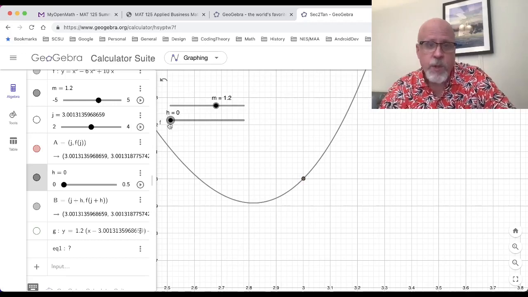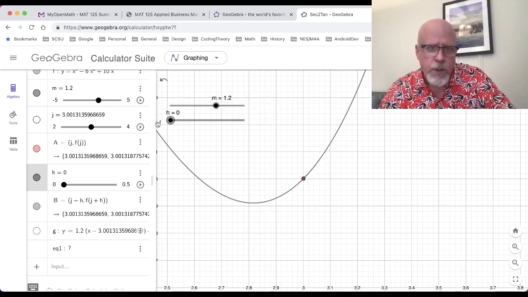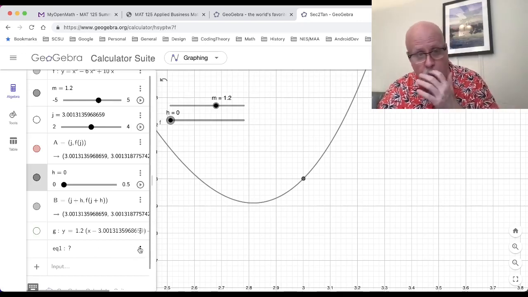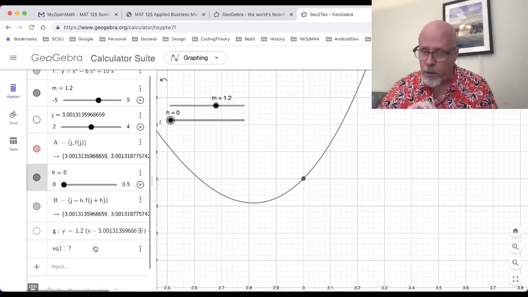And what happened just now? I made h actually go to 0, and everything disappeared. Right? When h was slightly different from 0, 0.01, close to 0 but not equal to 0, I had a nice line. But when I brought h equal to 0, it just disappeared. And you see how we've got a question mark here in equation 1? Let's examine where that slope came from in the point-slope form for the line, and why it has gone wacky here when h is equal to 0.